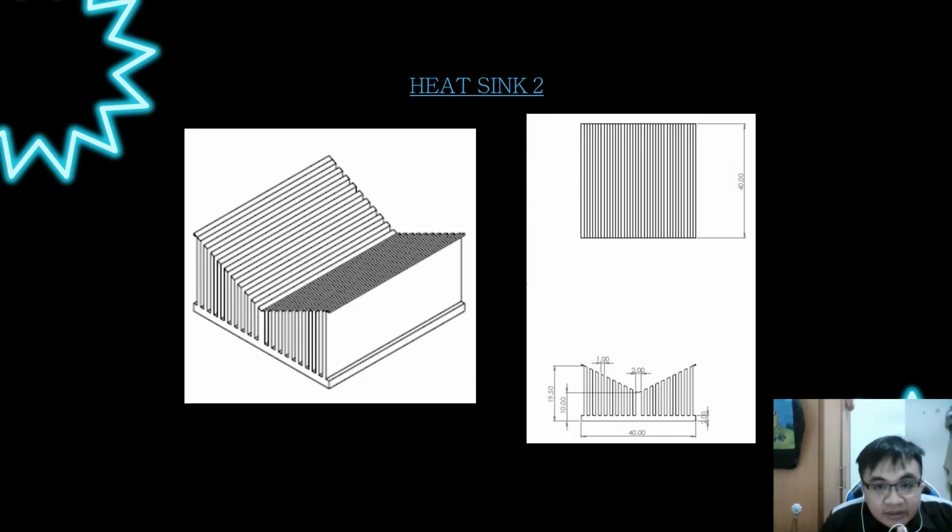Next I'm going to talk about the extruded straight fin design. As you can see, this is the extruded straight fin design. The base has the same dimension, 14 width and 20 in length, and the height of the design is 19.5 mm, and you can see the distance between one fin to another is 1 mm. And that is all from me.